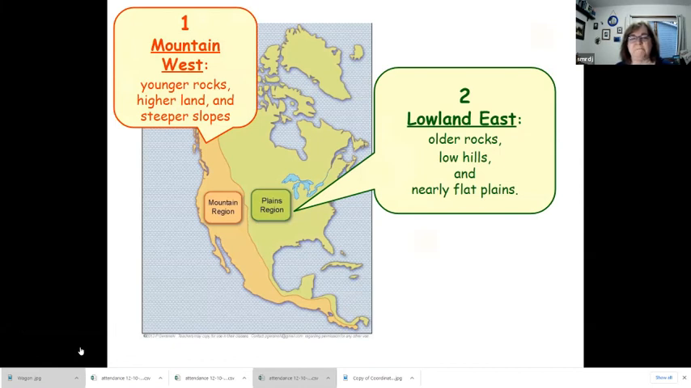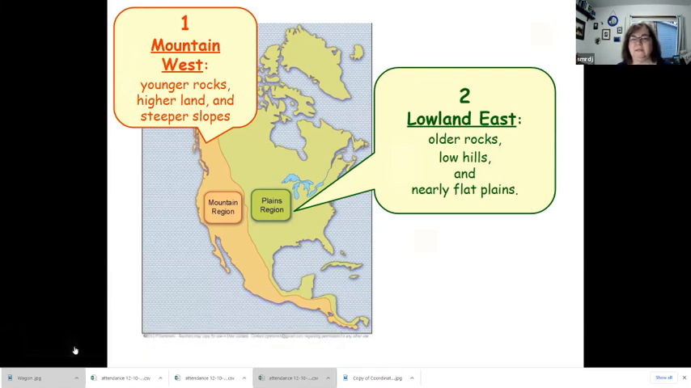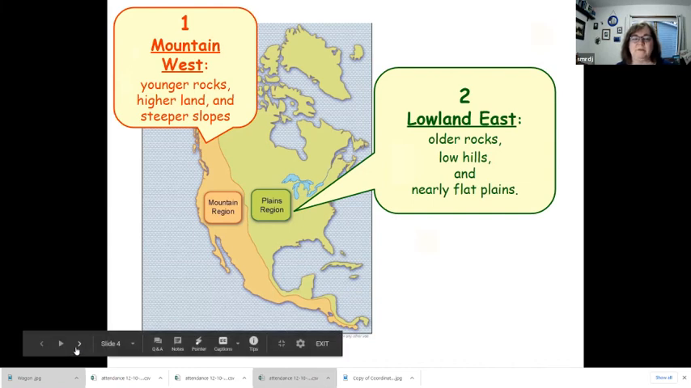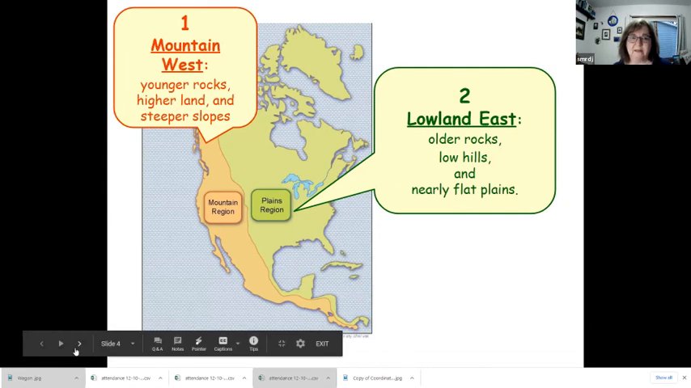So then we talk about the fact that that line is separating the mountain region of the west from the lowland of the east. And you can talk about the younger rocks, the higher lands, the lowlands, the flat plains. And in those discussions, find out what they already know or what they're already remembering from vocabulary. Depending on how you do your vocabulary, some of the kids will start to use the vocabulary right away.